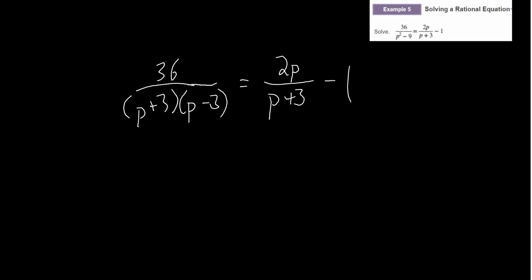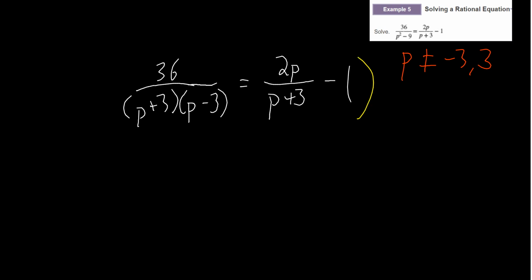Looking at my denominator, what is my least common denominator? Actually, I'm sorry, before we get to that, notice how if I put in a negative 3 right here, I get 0. And if I plug in a positive 3 right here, I also get 0. Negative 3 plus 3 is 0, and positive 3 minus 3 is also 0. So my restricted values are that p cannot be equal to negative 3 or positive 3. Now we can proceed with our algebra.